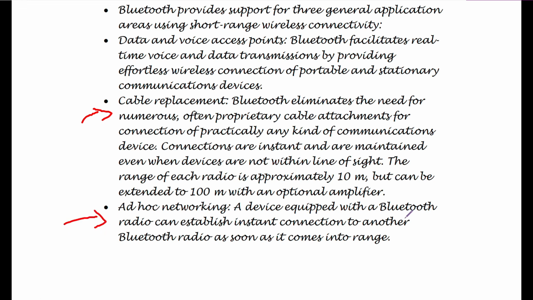A device equipped with a Bluetooth radio can establish instant connection to another Bluetooth radio as soon as it comes into range. So this is kind of an ad hoc networking. Like you create a hotspot network using Bluetooth. So that is an example of ad hoc networking.